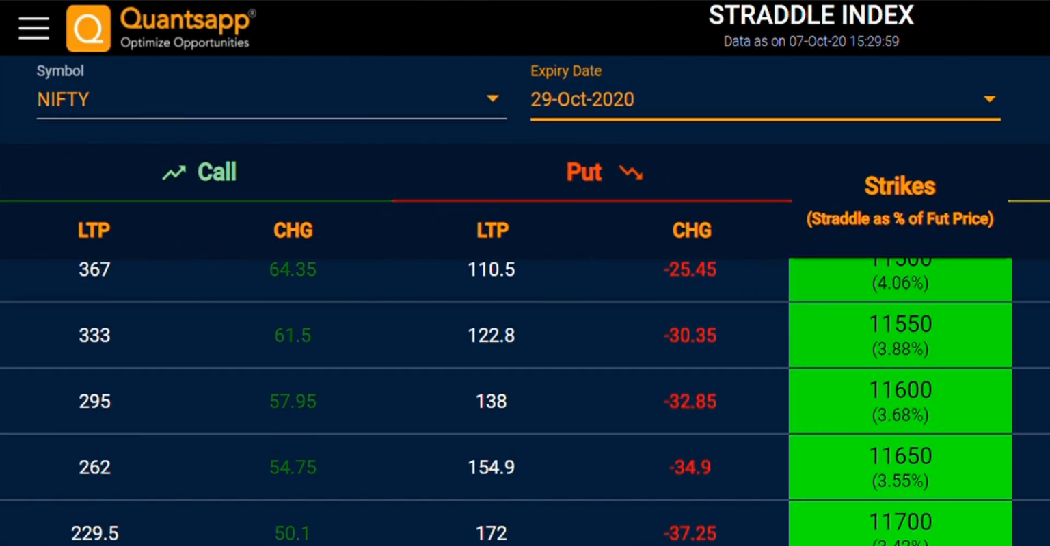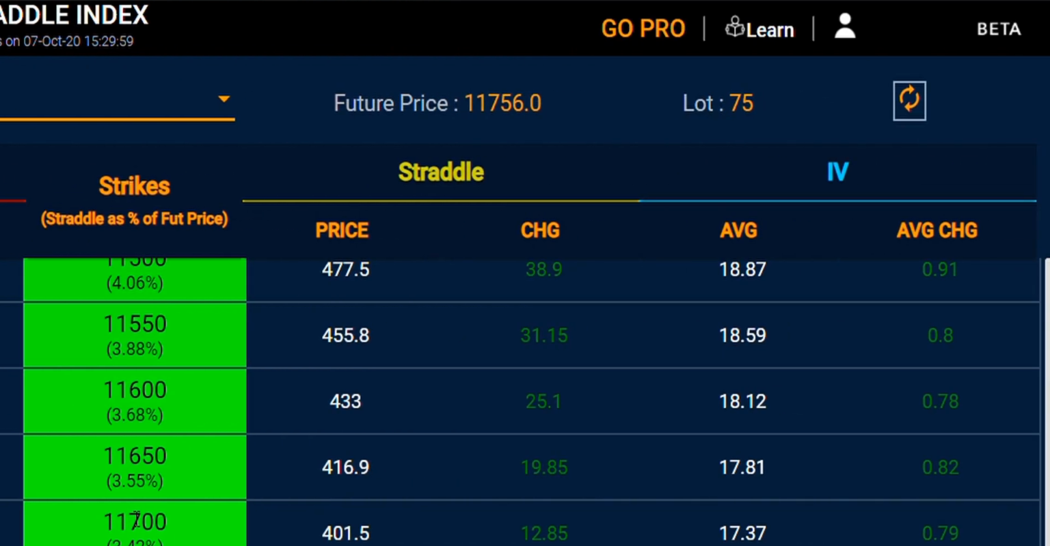Moving towards the left side, you will have the calls and put, and the last trading price for the calls and the put, and the change in the call and the change in the put. Now, moving towards the right side, you have the straddle and the IV.